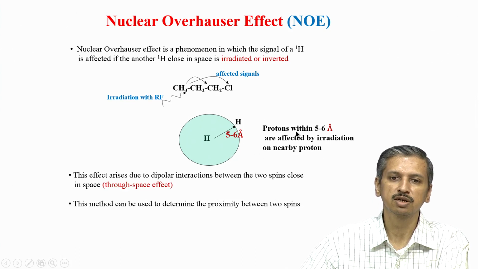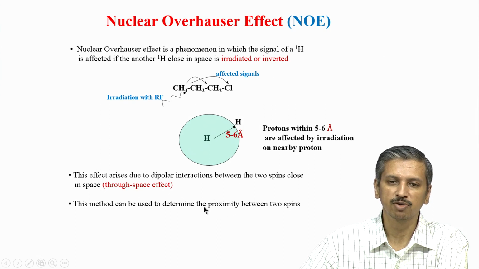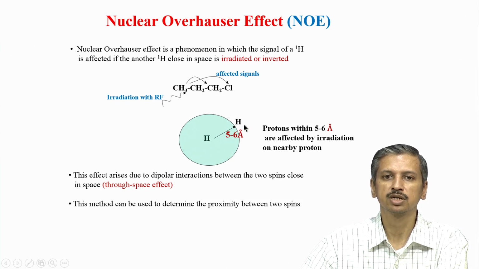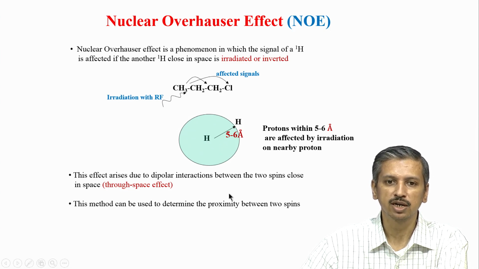So, NOESY therefore is a very important experiment which gives us the information of the proximity between two atoms. For example, let us say here these two hydrogens, we do not know the distance, but if I disturb this hydrogen by irradiation and it affects this hydrogen in the spectrum, immediately I can conclude that these two hydrogens are within 5 to 6 angstrom. So, this is basically the way we look at NOESY. It is very useful in telling us the proximity between two hydrogen atoms.